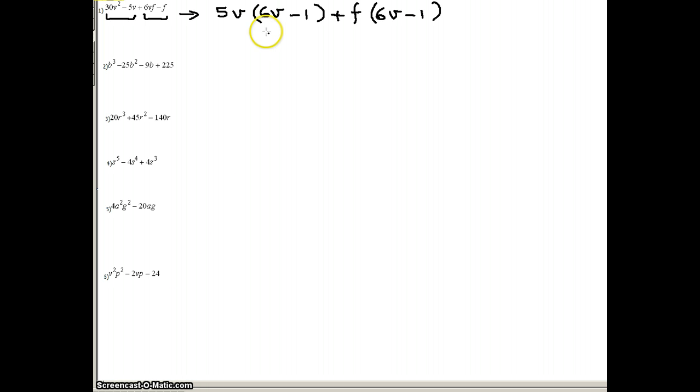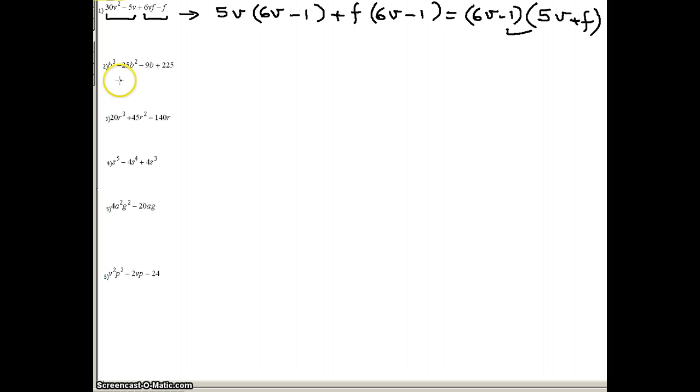Now if you notice here, I have a 6v minus 1 and a 6v minus 1, and I can take this also as a common factor. So I take 6v minus 1 as common factor. I have 5v left from the first term, and I have f left from the second term. So again, if I multiply 6v minus 1 times 5v, I get the first term. If I multiply 6v minus 1 times f, I get the second term. So every time you have to check back and see if you get back to the original expression. That would be the final answer.